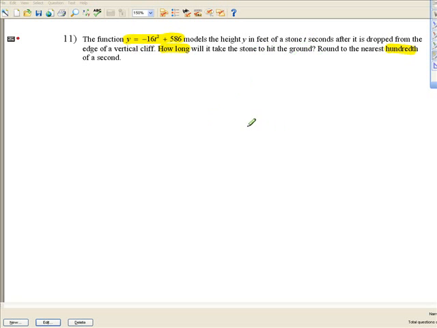Well, when it hits the ground, it's going to be 0 feet high. So that would be the y value at the time we were interested in. So when y is 0 feet, it's basically saying what's the time it takes for that to happen. So let's go ahead and solve.